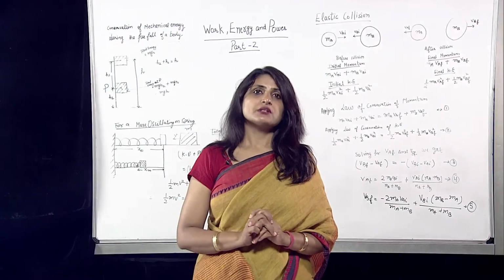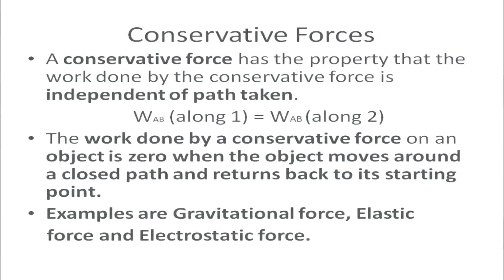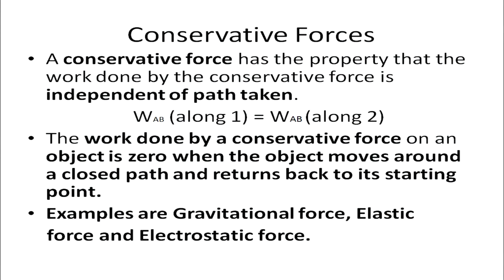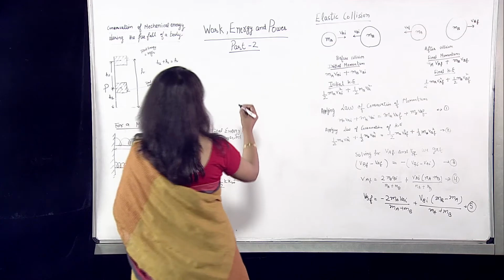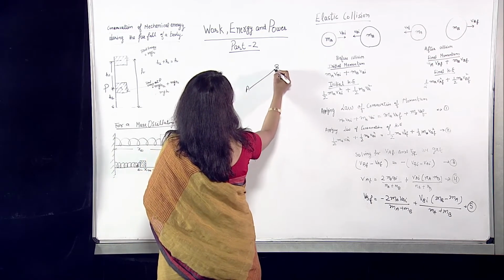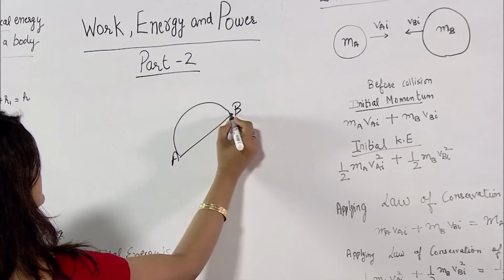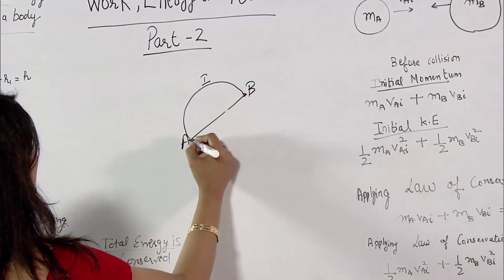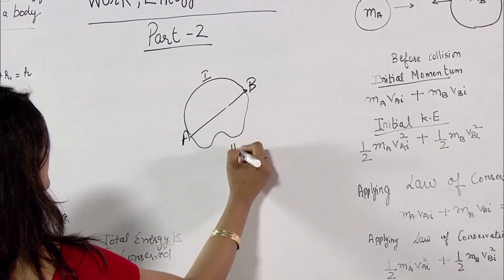Let us talk about the conservative forces. There are forces which have the property that the work done by the conservative force is independent of the path taken. What is the path taken? In this case, there is a point A, we take it to the point B, and we can take two paths. There could be a path 1 and there could be a path 2.